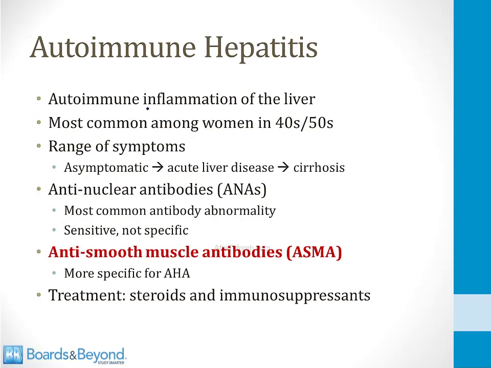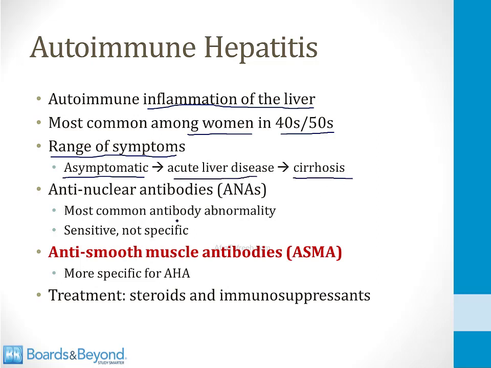Autoimmune hepatitis is autoimmune inflammation of the liver, just like the name suggests. It's more common among women, and this is true of most autoimmune disorders, and it classically occurs in the 40s and 50s. There are a range of symptoms. Sometimes the disorder is asymptomatic and it's picked up when AST and ALT levels are measured for another reason. It can cause acute liver disease, and rarely it can progress to cirrhosis.